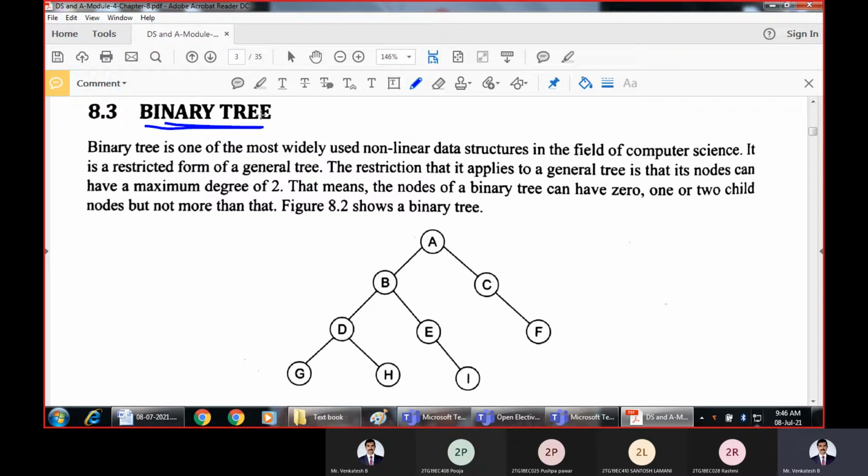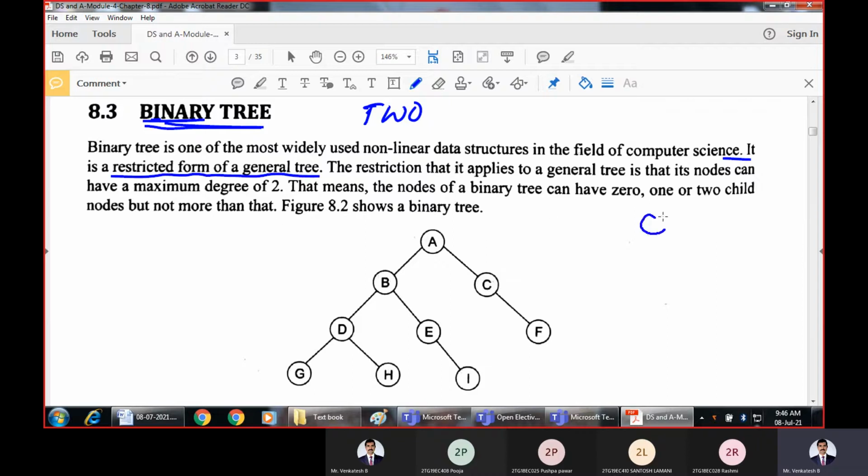So a tree is different, a binary tree is different. A tree can have multiple branches, whereas binary means two. Our stress here is that every node can have a maximum of two children. Every node can have a maximum of two children. That's why it's called a binary tree. So it is one of the restricted forms of a general tree.